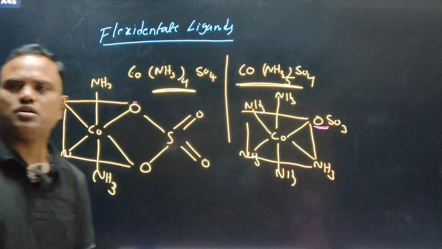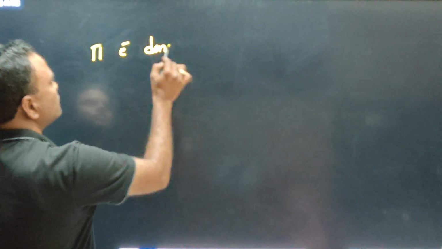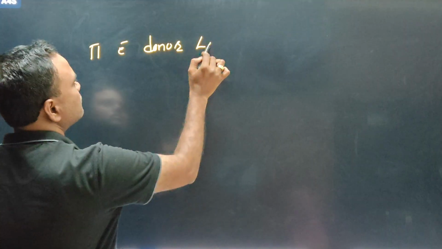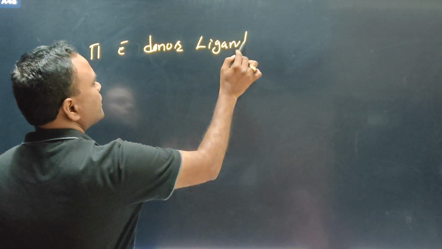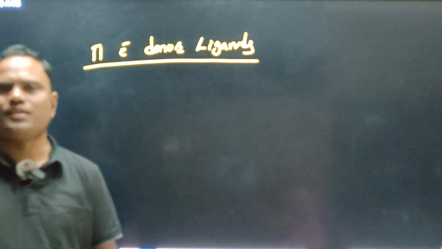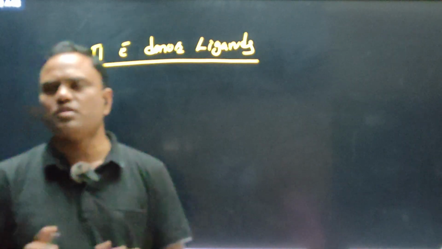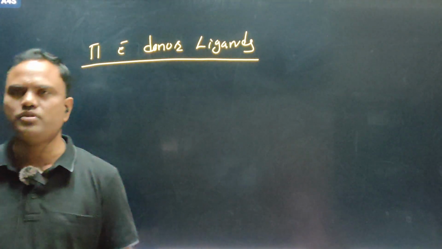Last category, pi electron donor ligands. Ketra, are you there? Ketra. Pi electron donor ligands. Simple definition and a few examples and close the ligands information.